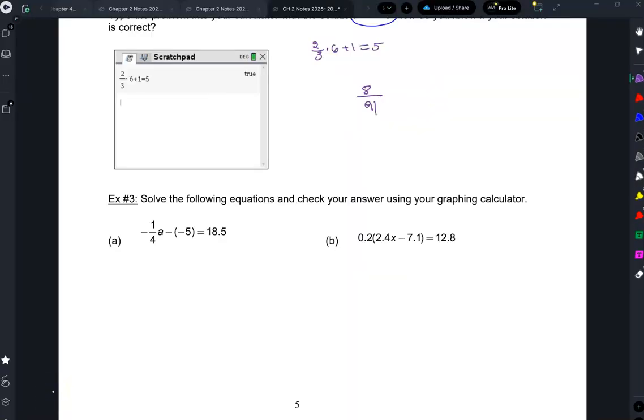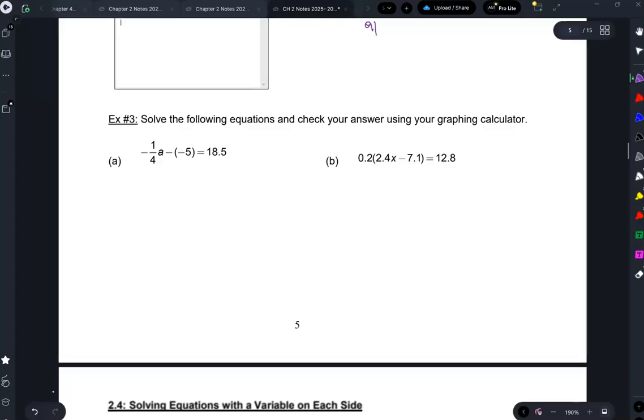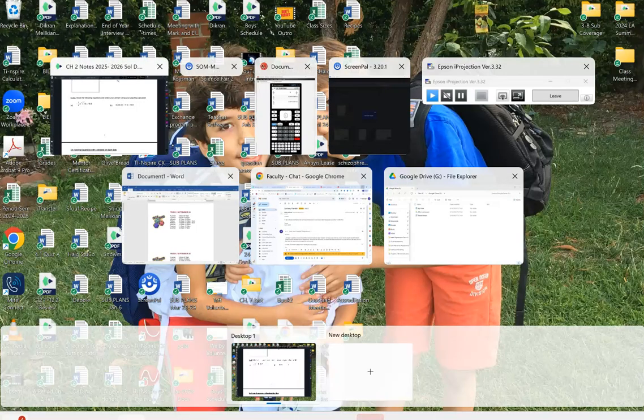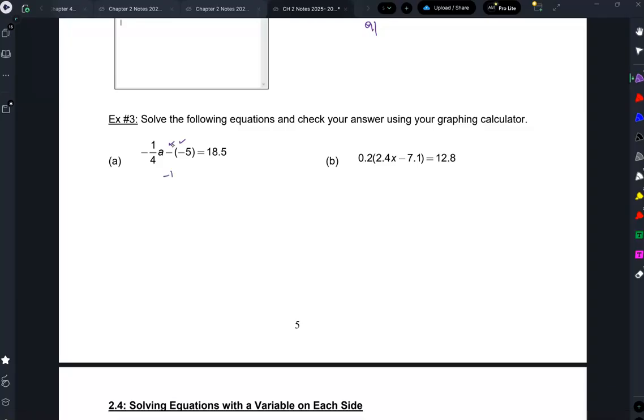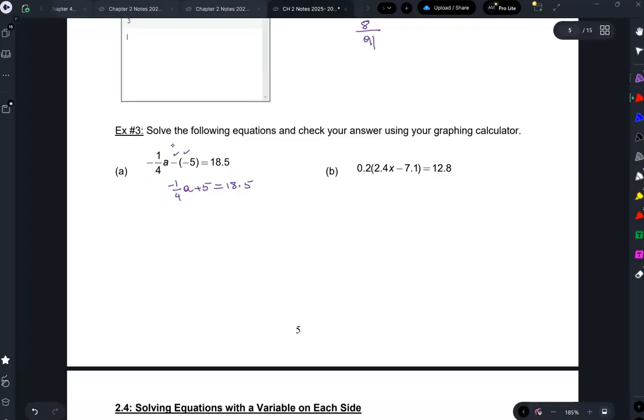Okay, so a good strategy here is, first, do you see how there is a negative here? I want to write that as a plus, right? So we want to do negative 1 over 4 a plus 5 equals 18.5. What was the 5 in parentheses? Because it was a negative, it was a minus negative 5. So I do minus 5. Negative 1 over 4a equals how much? 13.5, right?